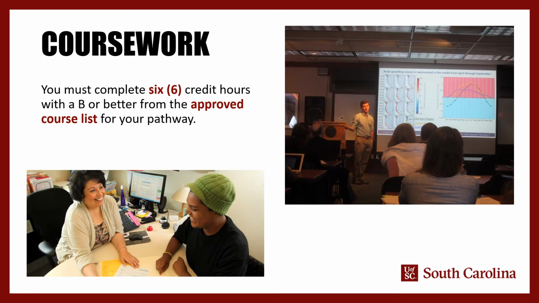The coursework requirement for GLD is often fulfilled with classes you are already taking for your degree requirements. We don't ask that you take extra classes just to earn GLD. You must complete 6 credit hours with a B or better from the approved course list of your pathway. Be sure to work with your academic advisor to plan out your courses and make sure you have what you need to earn GLD.